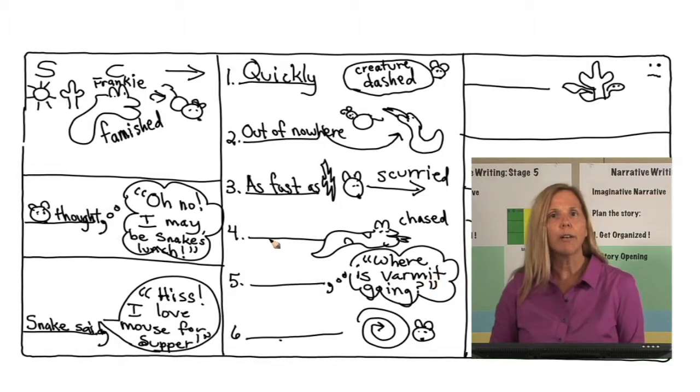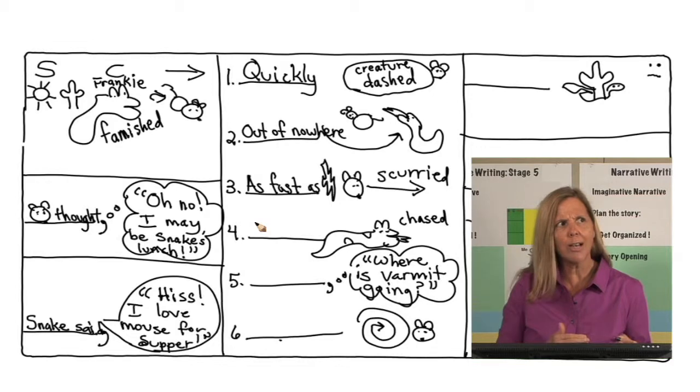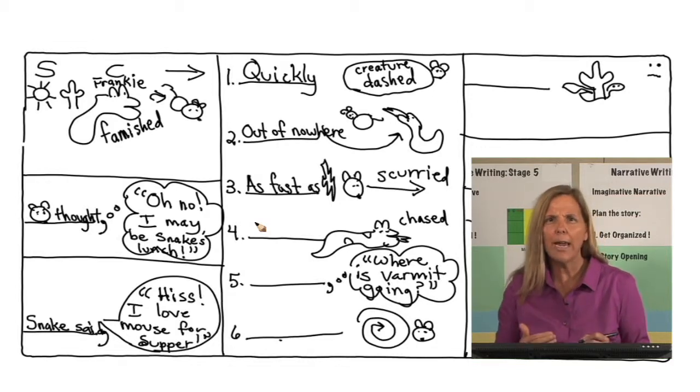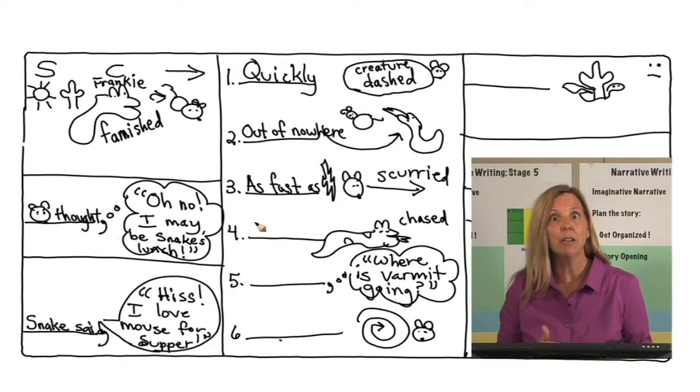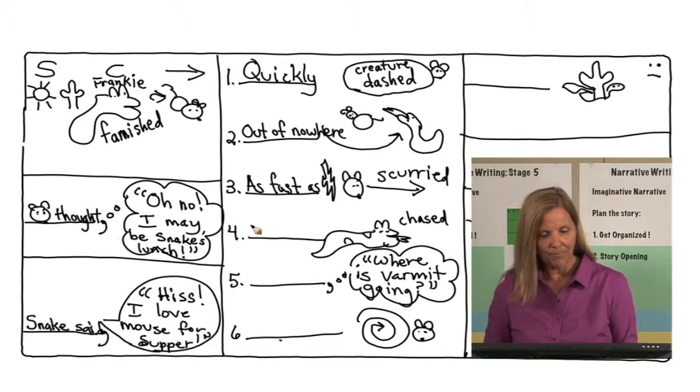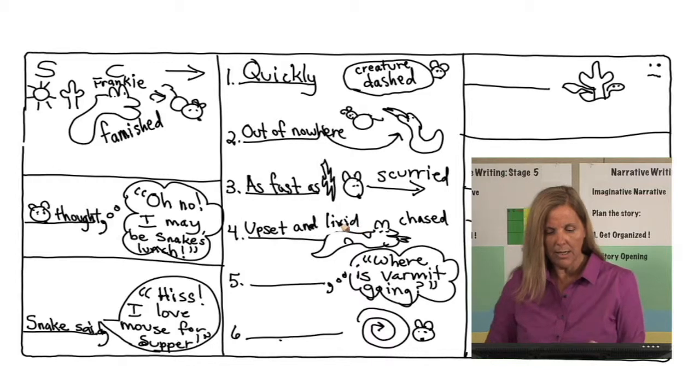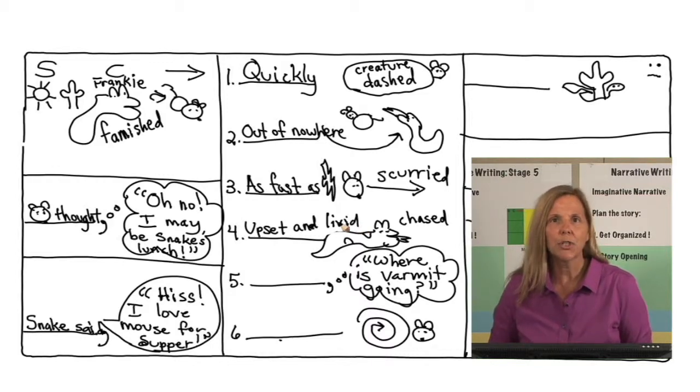Let's do an emotion. How did he feel? Ooh, he's really upset, but he's also really angry. So he's upset that he lost him, and he's also angry. Instead of saying angry or mad, why don't we use a higher level word, livid? Upset and livid. Frankie chased after his meal.